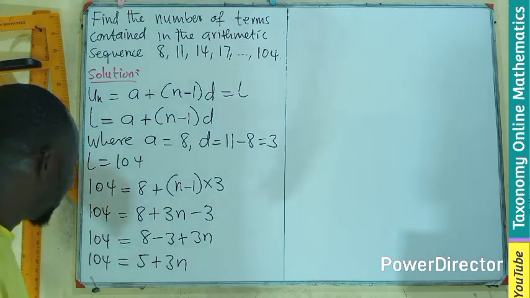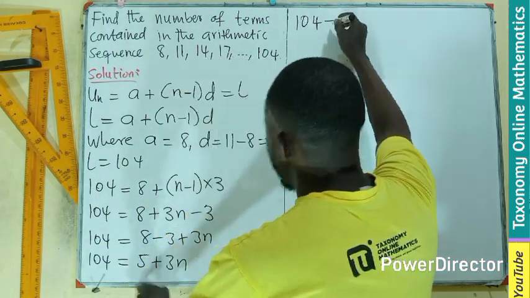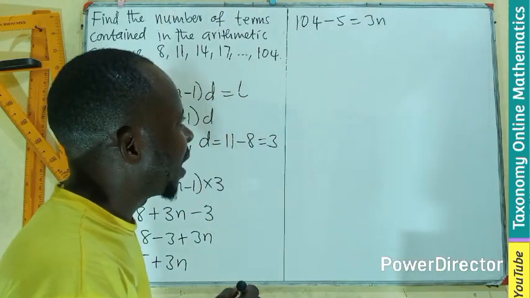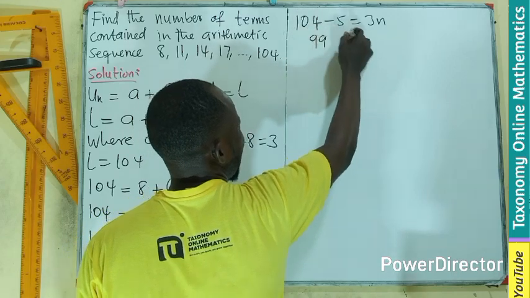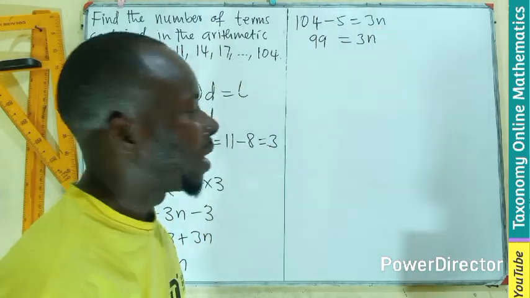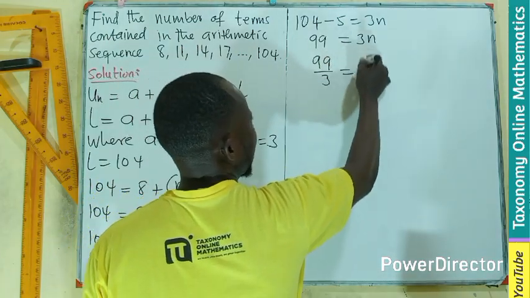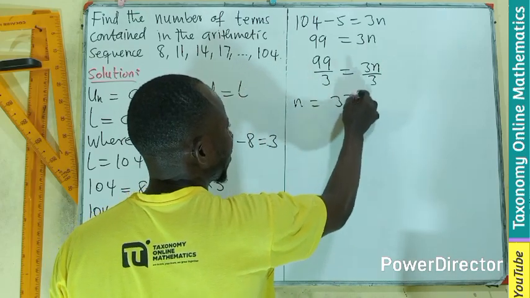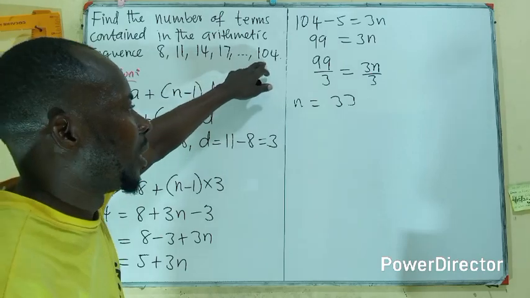You know we have to group like terms, right? So 104 minus 5 equals 3n. That gives 99 equals 3n. We need to clear the 3 by dividing through by 3. So 99 divided by 3 equals n, and n is going to be 33. So there are 33 terms in the sequence.